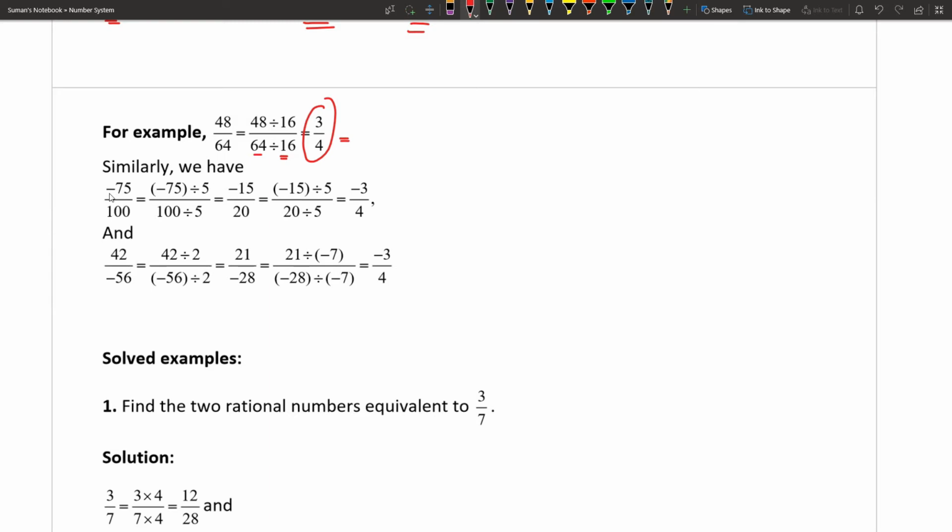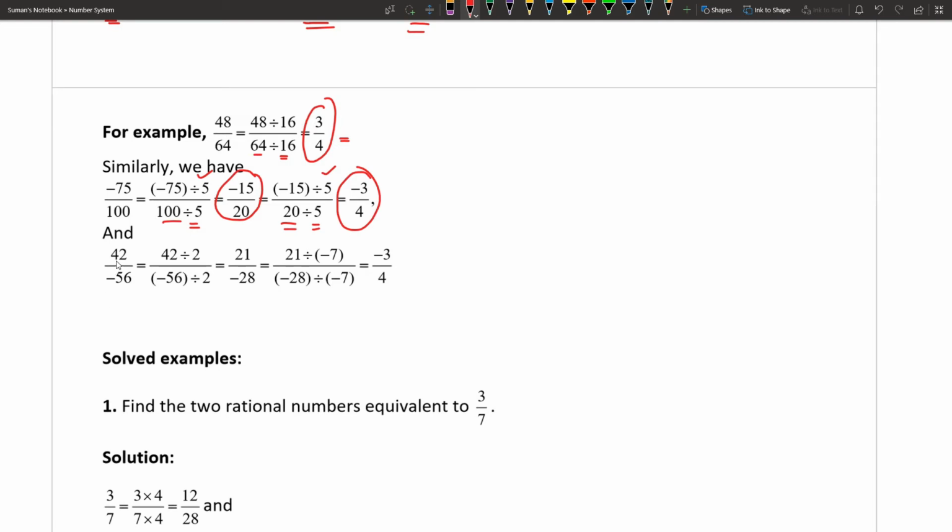Similarly, we have minus 75 upon 100. We divide minus 75, the numerator, by 5 and 100 also by 5. So we get the result as minus 15 upon 20. And once again, if we divide the minus 15, the numerator, by 5 and the denominator 20 by 5, then we get the rational number minus 3 upon 4.